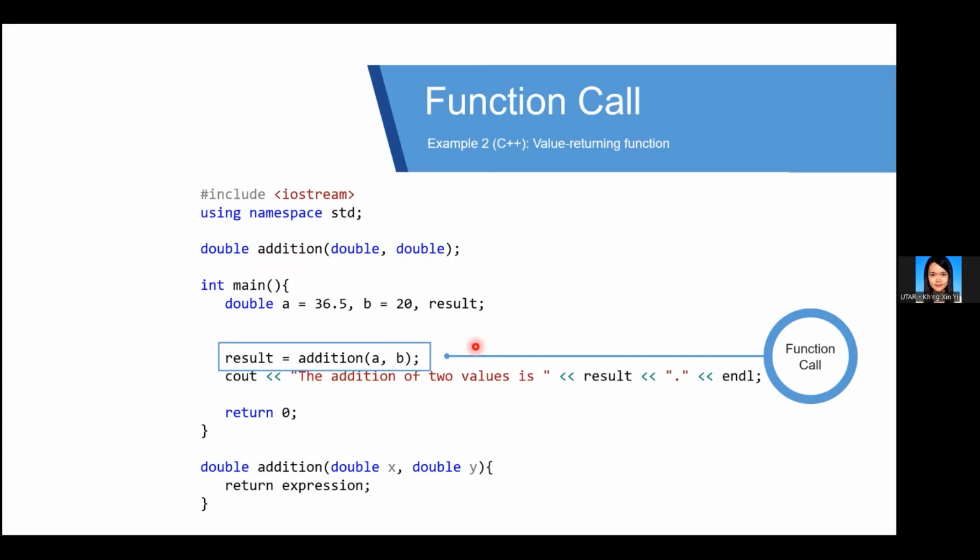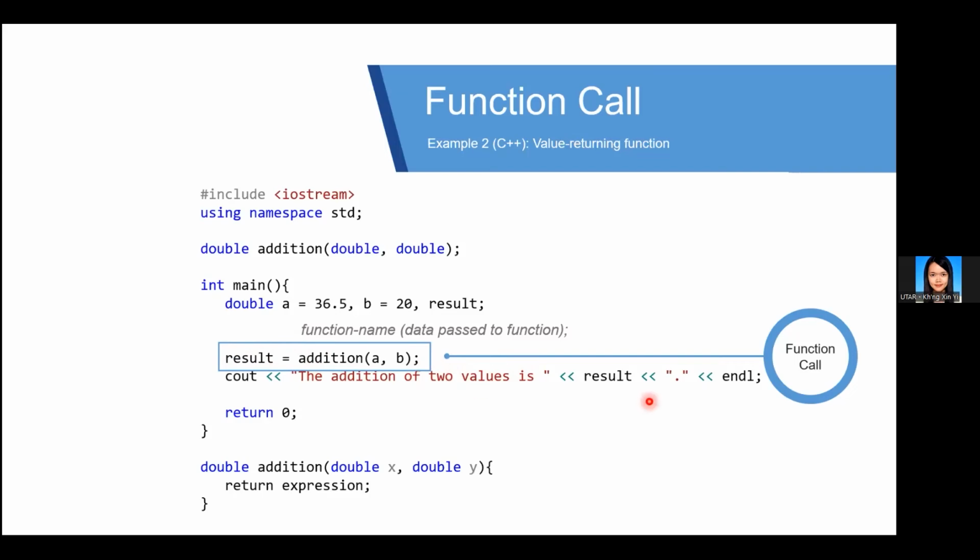Okay, then we look at the function call. You can see that this is the function call. We have included the function name addition here, and then the data passed to the function, which is A, B. But there is an additional variable that we have included here, right? The result equal to. So why? Before I explain this one, let's try to understand the flow first.